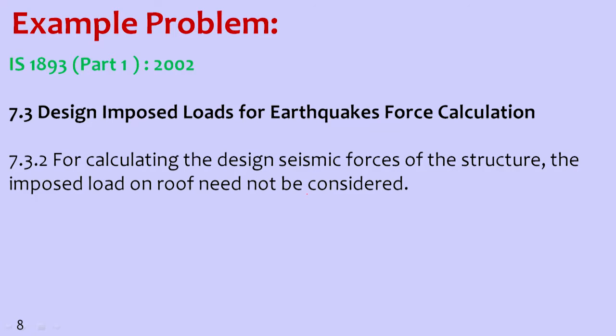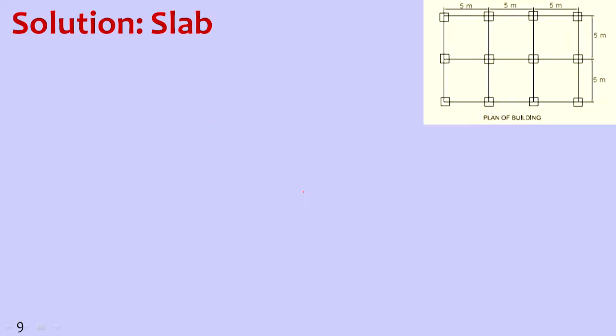The second clause on imposed load suggests that we avoid the imposed load on the rooftop for the seismic mass calculation. Now let us discuss how to calculate the mass of a building.